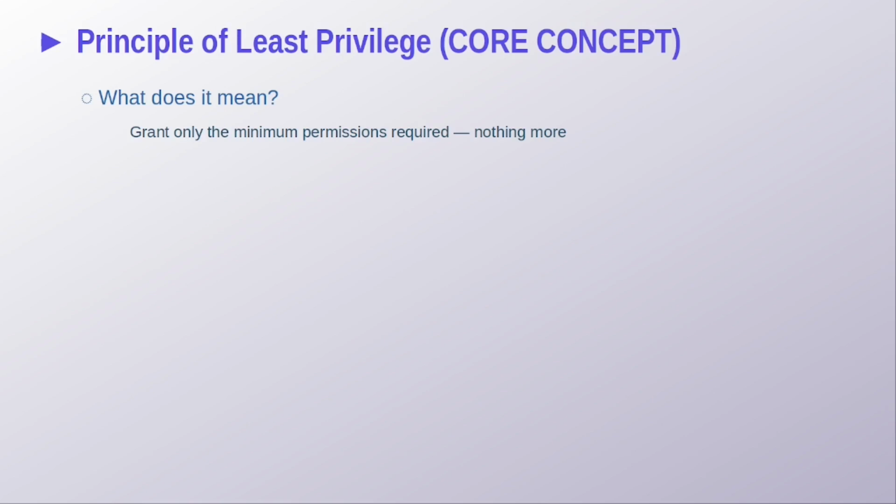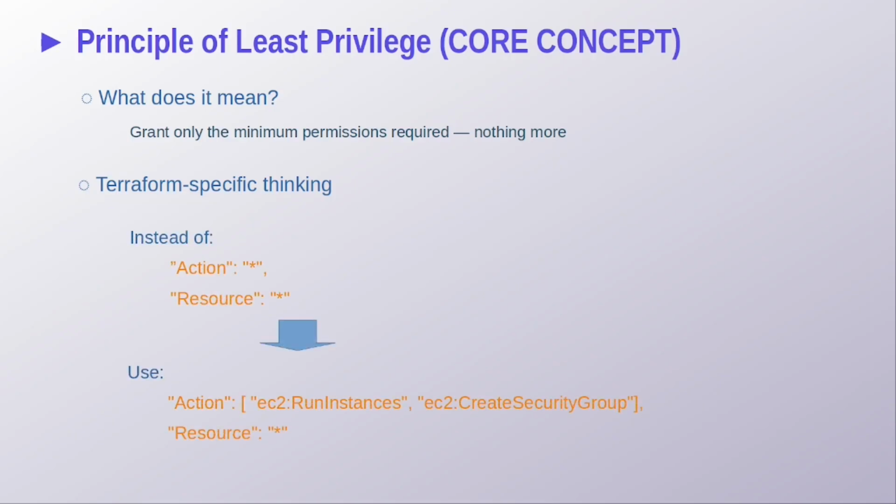Principle of least privilege. What does it mean? The principle of least privilege means grant only the minimal permissions required, nothing more. Terraform-specific thinking: instead of using wildcard actions, use specific actions, and where needed, add conditions, scope by service, scope by region, and scope by resource ARN.